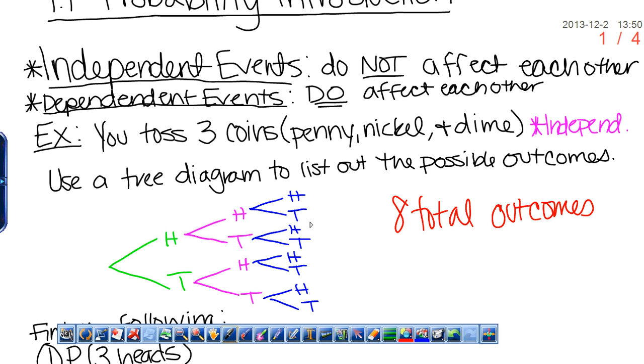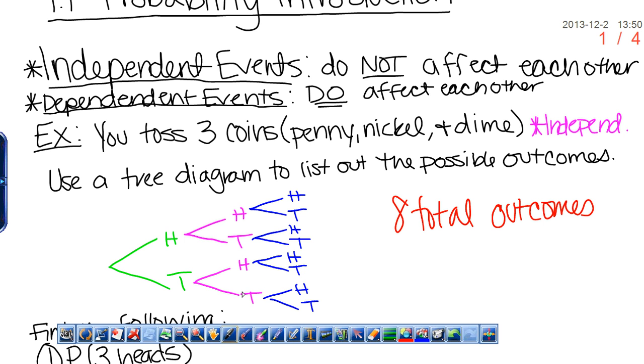It's 2 raised to the power of how many coins are flipping. So when I flip 1 coin, I have 2 outcomes. When I flip 2 coins, I have 4 outcomes. 3 coins, 2 cubed is 8. 2 to the 4th would be 16, to the 5th, 32, and so on. Now this tree diagram can help us out. We can also do these things using properties of probability. So you just have to decide which one makes more sense to you.